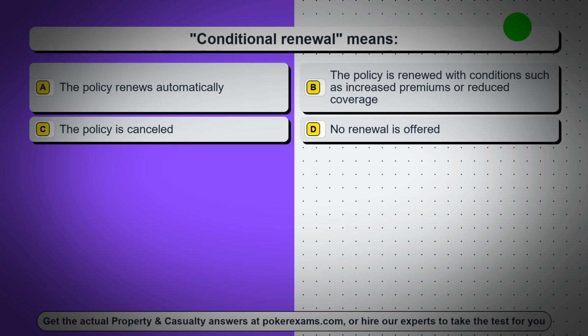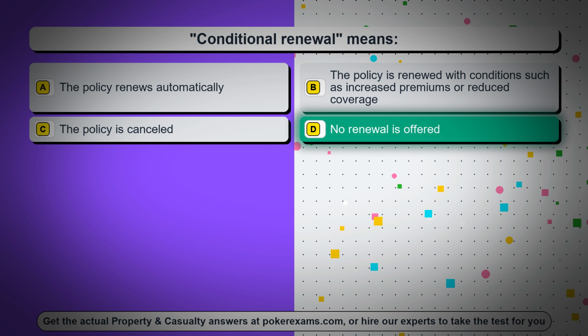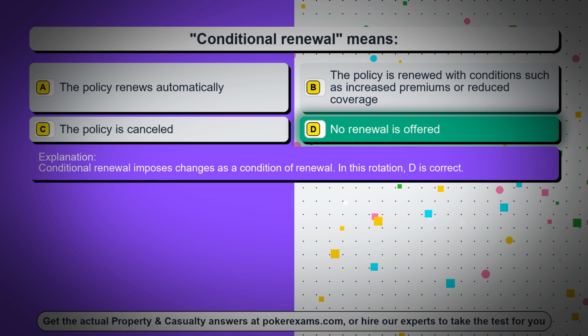Question 49. Conditional renewal means: Option A, the policy renews automatically. Option B, the policy is renewed with conditions such as increased premiums or reduced coverage. Option C, the policy is cancelled. Option D, no renewal is offered. The correct answer is option D, no renewal is offered. Conditional renewal imposes changes as a condition of renewal. In this rotation, D is correct.